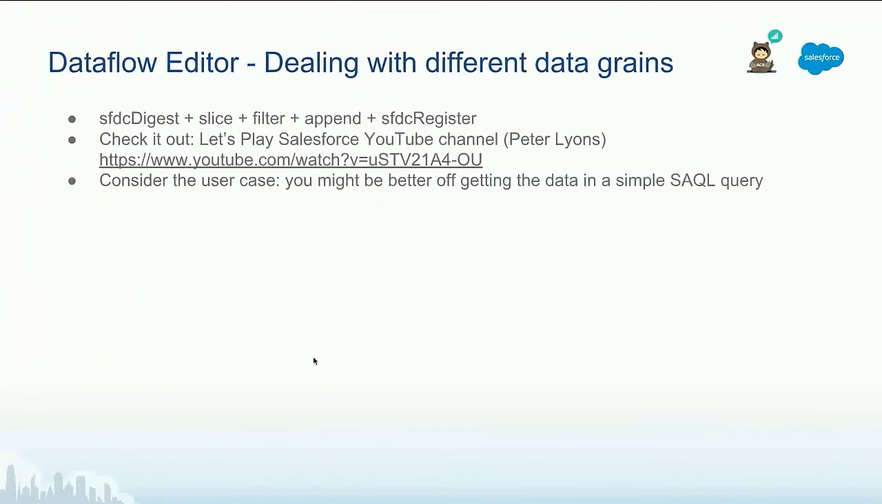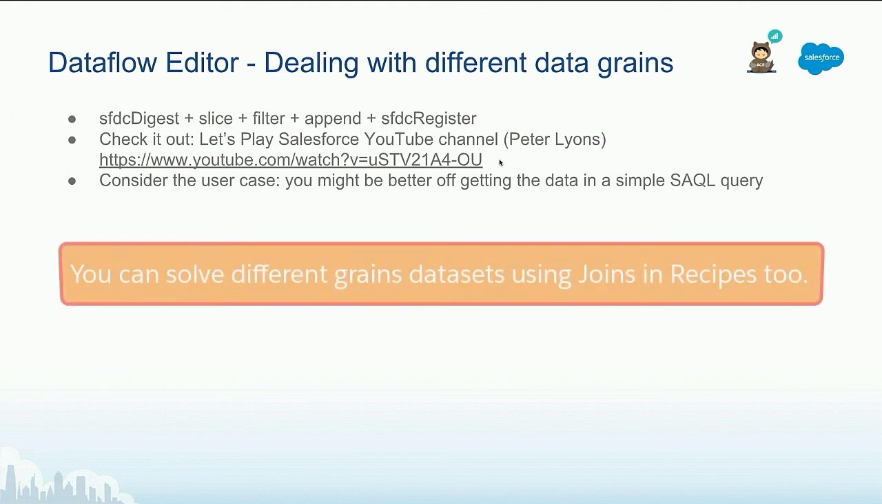Now with filter nodes, there are some common topics in the product. One of them is dealing with different data grains. I highly recommend checking our Trailblazer MVP Peter Lyons. He has a Let's Play Salesforce YouTube channel. You can check that out. He has tackled those under the advanced data flow topics. But also keep a close eye on the summer release, Safe Harbor. We're going to have some new features in the data prep and the recipes that will help us deal with the different data grains.